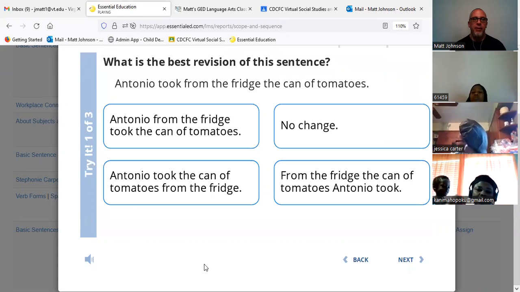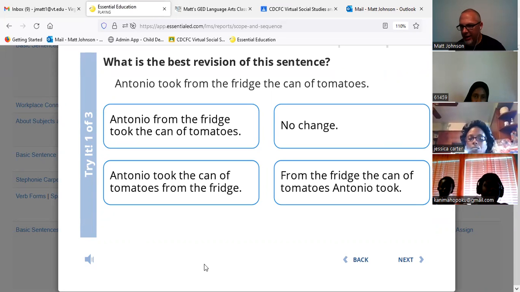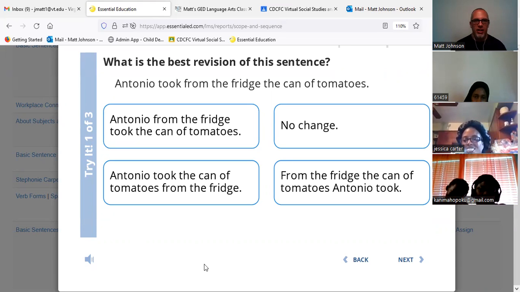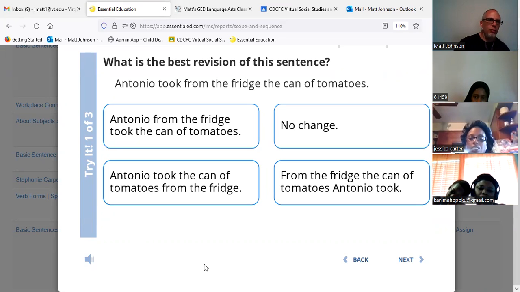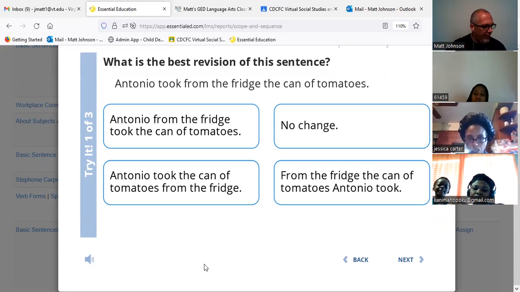Try identifying a problem with basic word order. What's the best revision of this sentence? All right, time to pick on you guys. Let's see. Jessica. So that sentence there, Antonio took from the fridge the can of tomatoes. That's just all mixed up. How do we correct that? What is going to be the best revision out of our choices here?